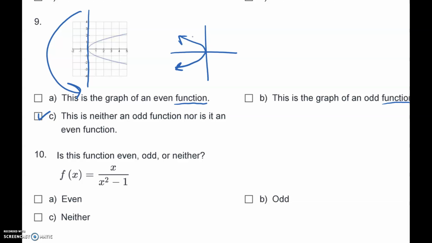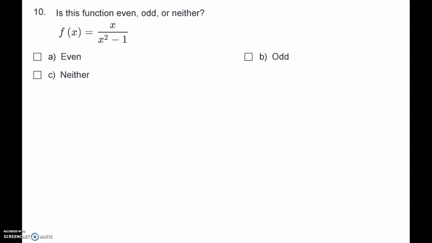Remember, this one isn't a function at all. So read carefully, make sure you know what the terms are, because you're going to see something like this on the test. All right, one more to look at. Check this out. It says, is this function even, odd, or neither?